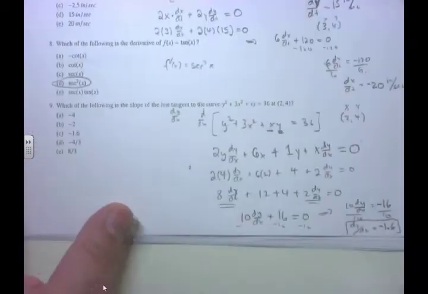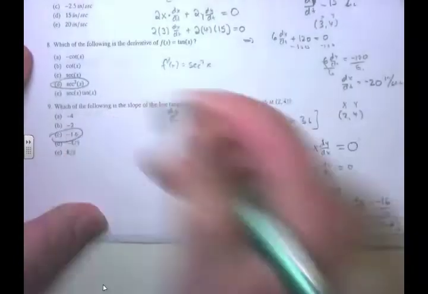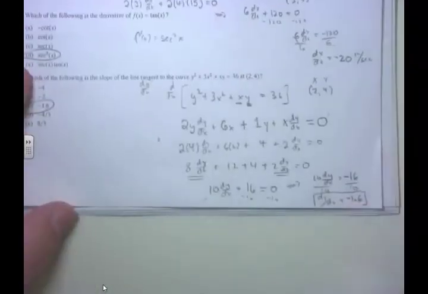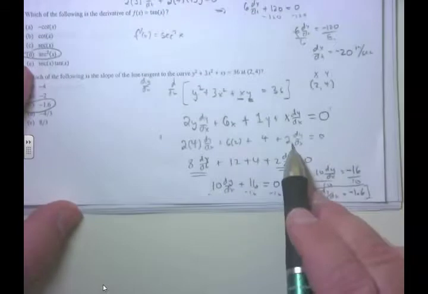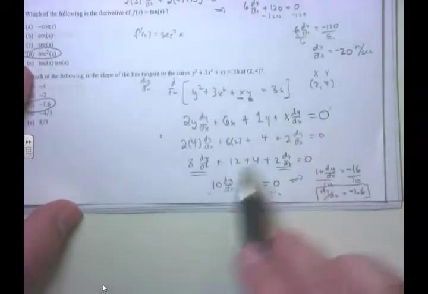Does that make sense? So which is my answer over here? Negative 1.6. The answer is C. Does that make sense? Questions? If I wrote too fast, there it is. All I did was plug in my numbers, and honestly, at this point, I just do a lot of this stuff in my head, but be careful.